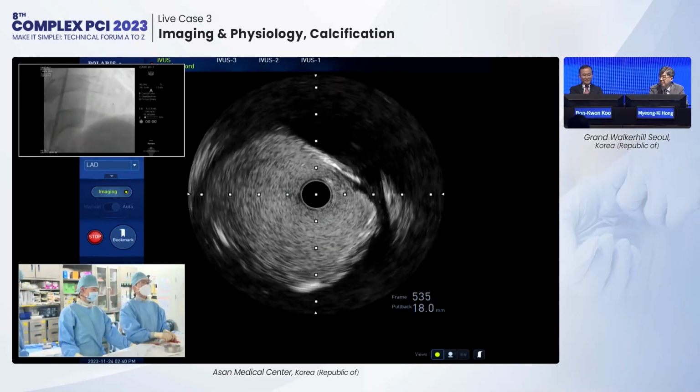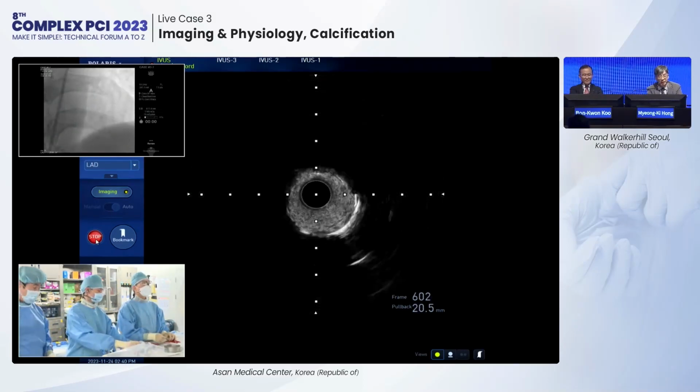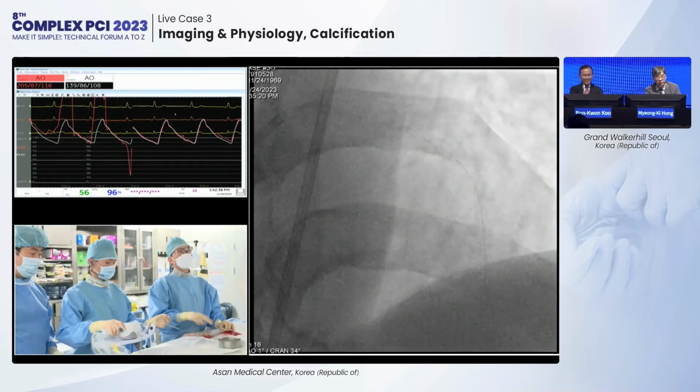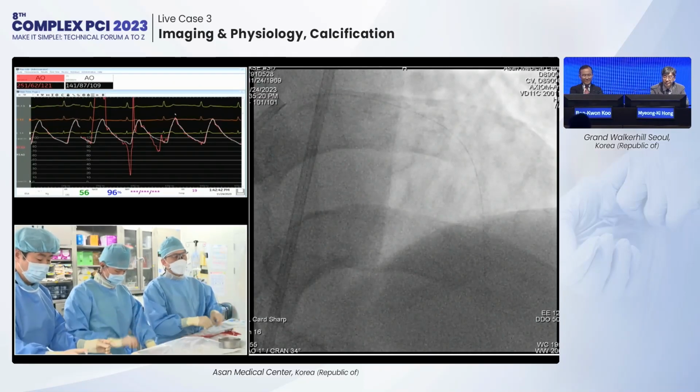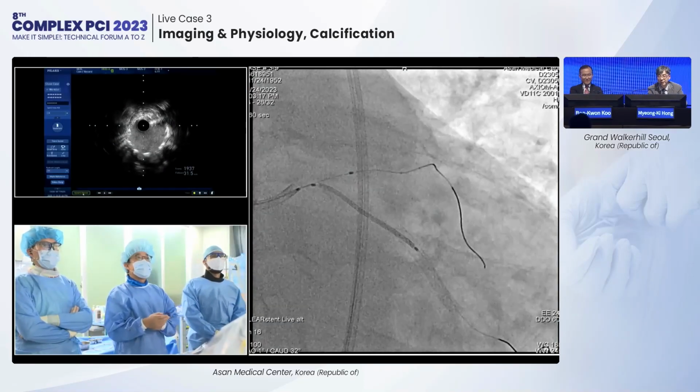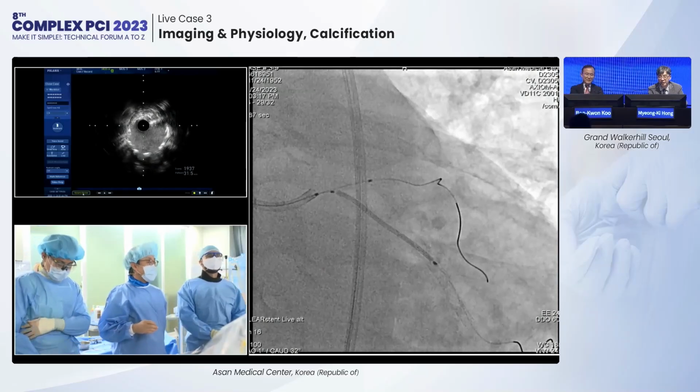This is a really huge vessel. Okay, keep going on with your procedure. We will be back. Could you show us your procedure?